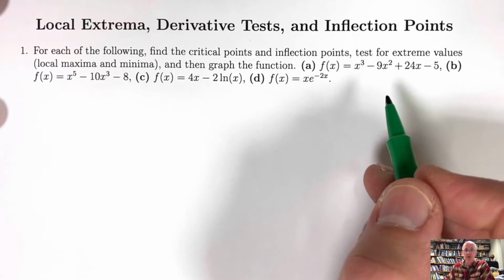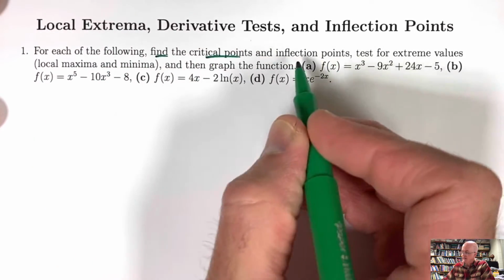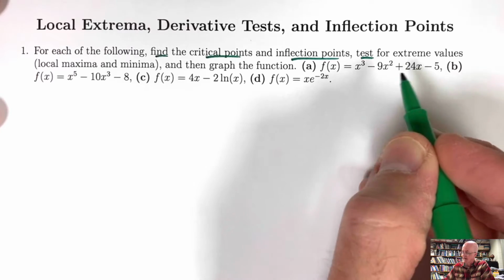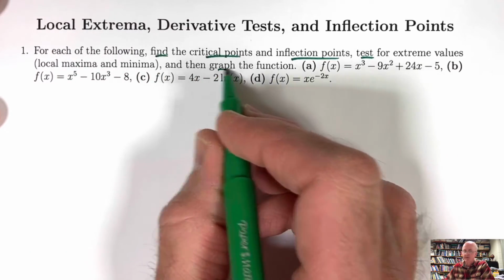In this video, we use the first and second derivative tests from calculus to test for local extrema of functions, and we also talk about inflection points. You can see in this first problem that there are 4 functions to consider. For each one of the following, find the critical points, inflection points, and test them for extreme values, local maxima and minima, and then graph the function as well.